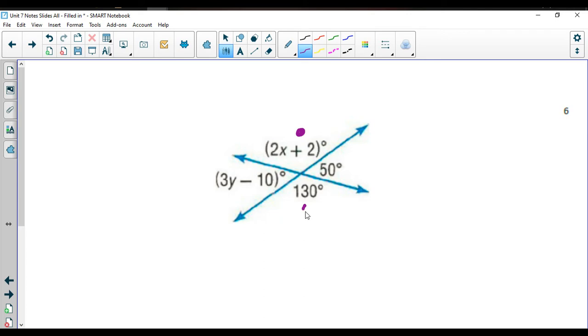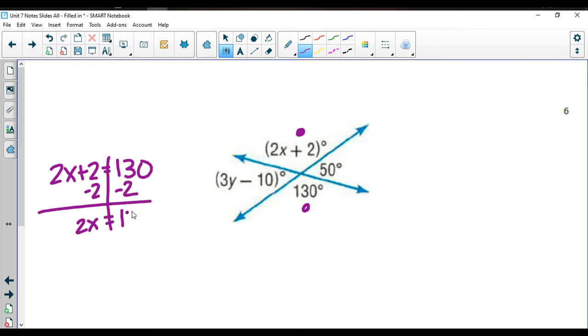All right, and on page number 6 then, up at the top here, we have two different examples. I'm going to actually use the vertical angles here. So that would tell me that 2x plus 2 is equal to 130. Subtract away my 2. 2x is equal to 128. Divide through by 2. X is equal to 64 degrees.